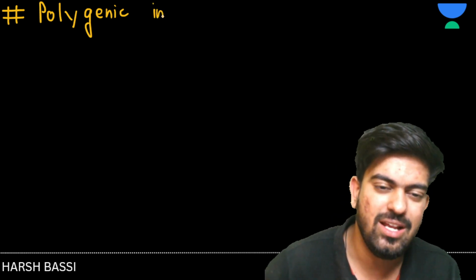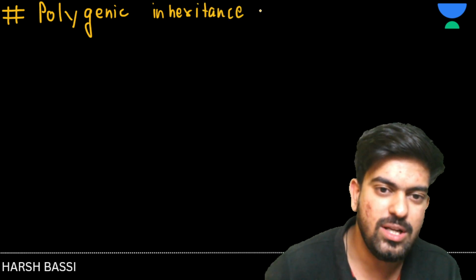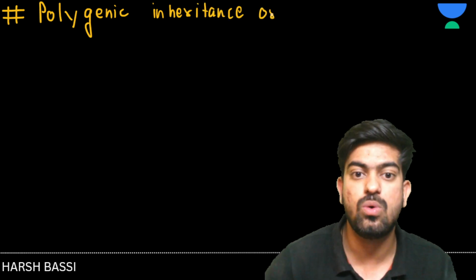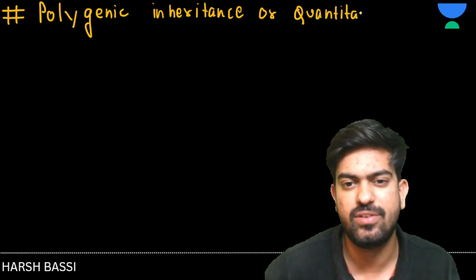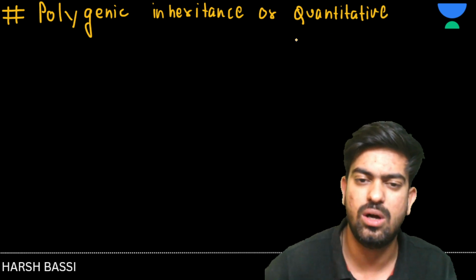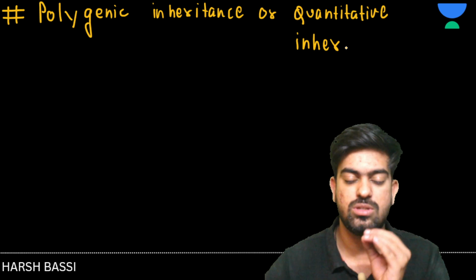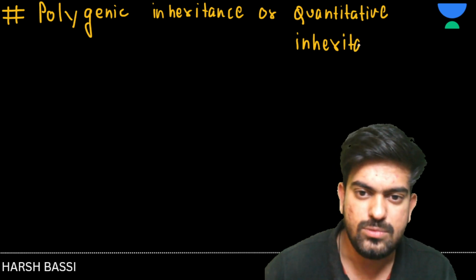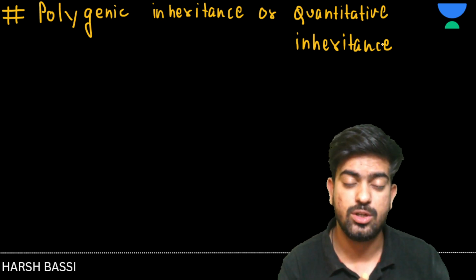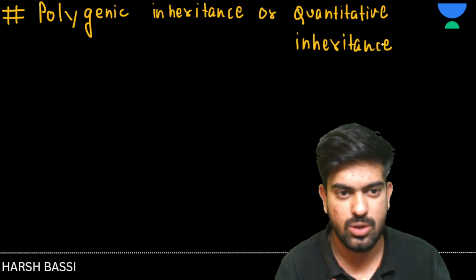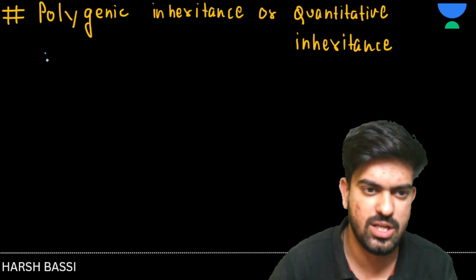So polygenic inheritance. Polygenic inheritance is also known as quantitative inheritance. Now, sir, this quantitative term is kind of related to quantity, right? Yes, my dear child, this quantitative is related to quantity only. Like here, the quantity of dominant allele matters. So we'll figure out what is actually happening in this polygenic inheritance.